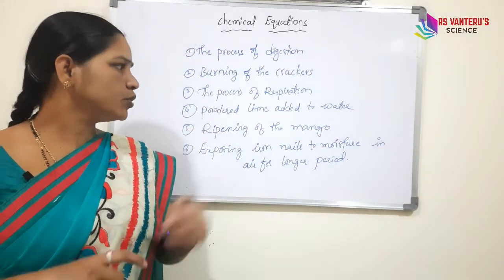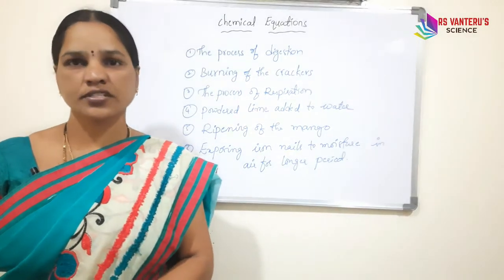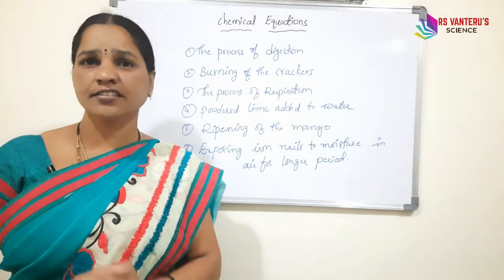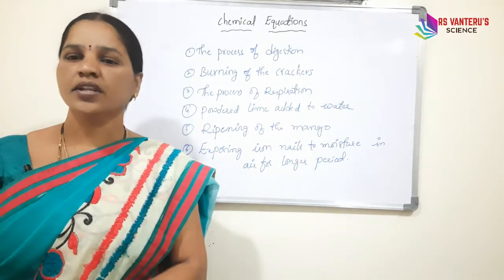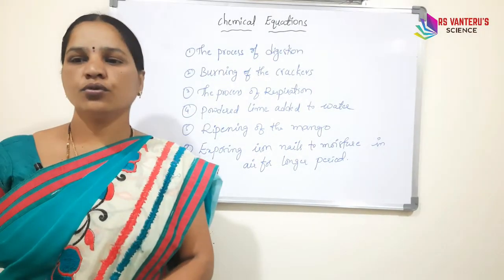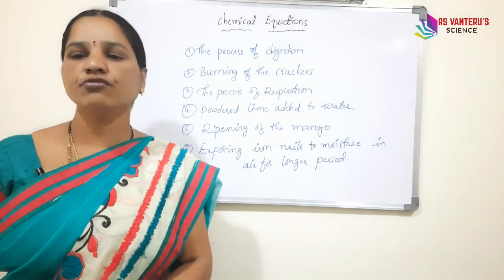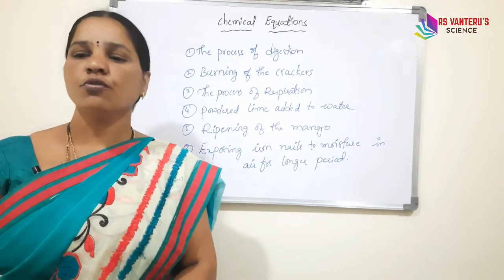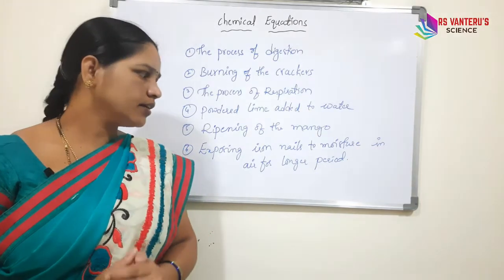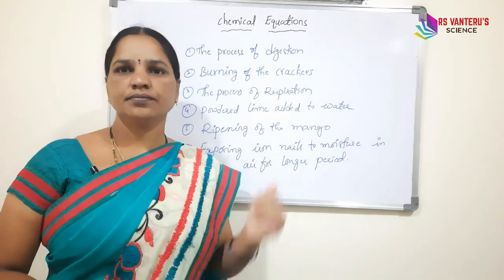And fourth, powdered lime added to water. Powdered lime means calcium oxide. That calcium oxide on reaction with water gives calcium hydroxide. And fifth, ripening of the mango. This is also a chemical change. And sixth, exposing iron nails to moisture in air for a longer period. This is also a chemical change.